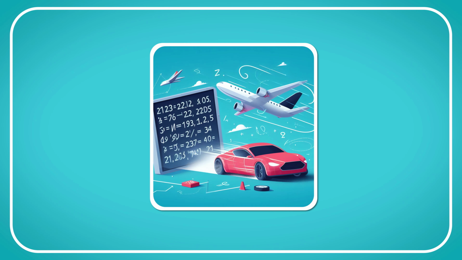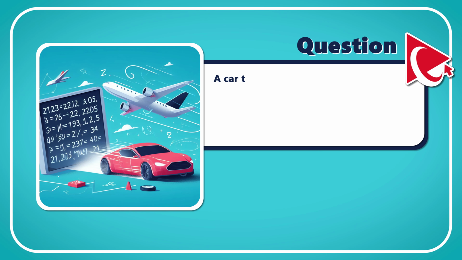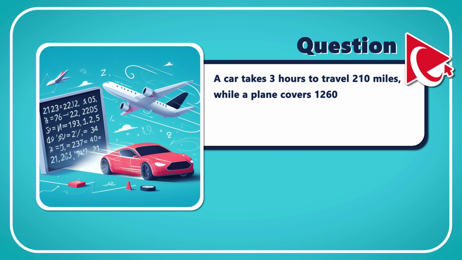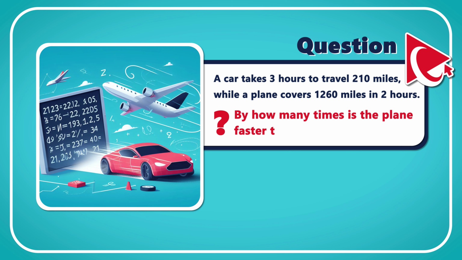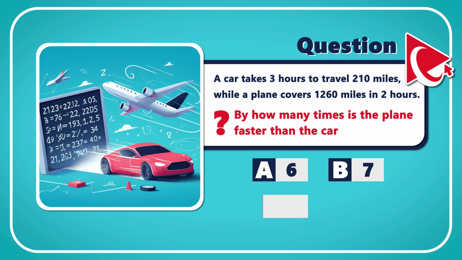With that in mind, here's the problem we need to solve. A car takes 3 hours to travel 210 miles, while a plane covers 1,260 miles in 2 hours. By how many times is the plane faster than the car? And you have 4 choices to choose from. Choice A, 6 times. Choice B, 7 times. Choice C, 8 times. And last but not least, choice D, 9 times.